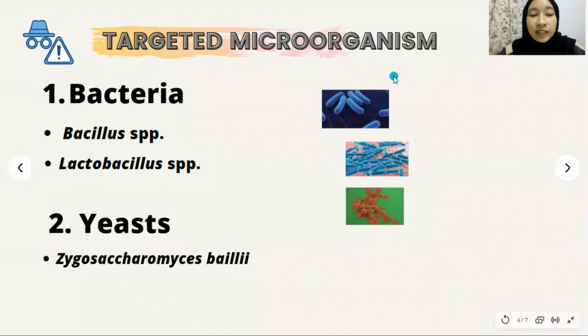Thank you, Shima. Okay, now I will explain about the targeted microorganisms in salad dressing. This can be divided into two types, which are bacteria and yeast. In bacteria, you have Bacillus species and Lactobacillus species. However, these two bacteria can easily be inhibited during processing. Therefore, the primary targeted microorganism is yeast, which is Zygosaccharomyces species, especially Zygosaccharomyces bailii. Zygosaccharomyces bailii can grow in salad dressing because of certain factors like Shima said just now. To inhibit it, we use food preservatives such as potassium sorbate.